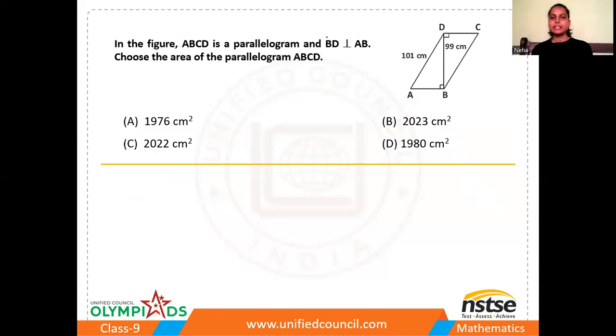In the figure, ABCD is a parallelogram, and BD is perpendicular to AB. That means this angle is 90 degrees. This angle is also given equal to 90 degrees. Then choose the area of parallelogram ABCD. So what I have to do is find out the area of parallelogram ABCD. Basically the height is given. This angle and this angle are 90 degrees, and this side is also given equal to 101 centimeters. Some things are given and some things are not given, which we have to find out.